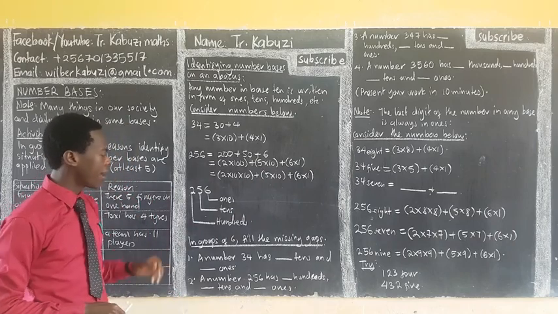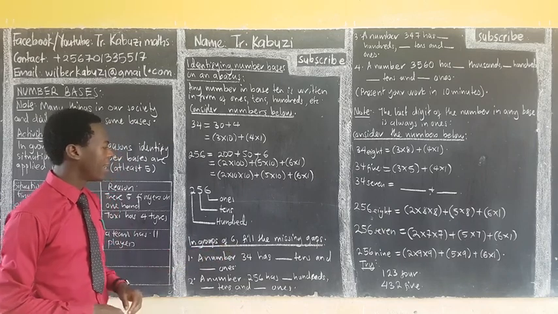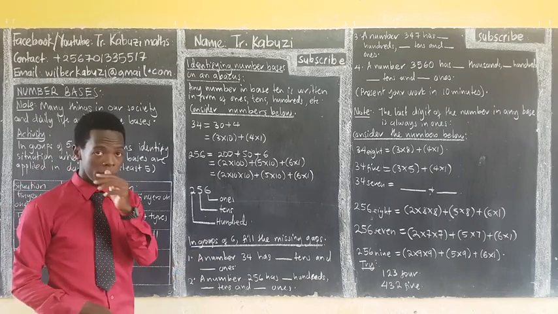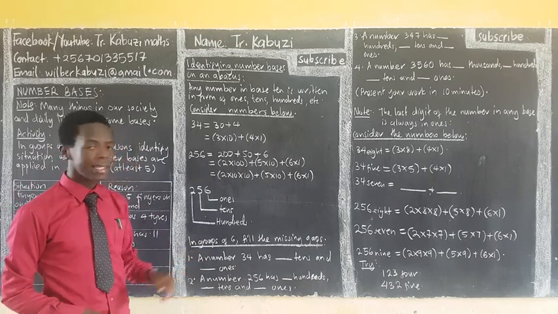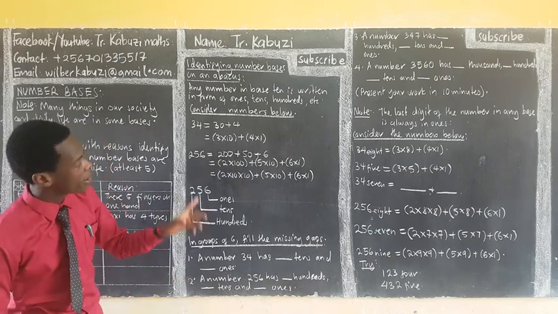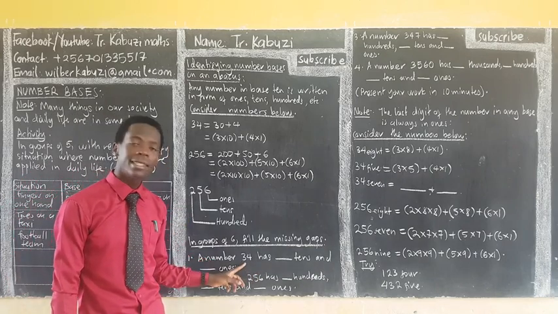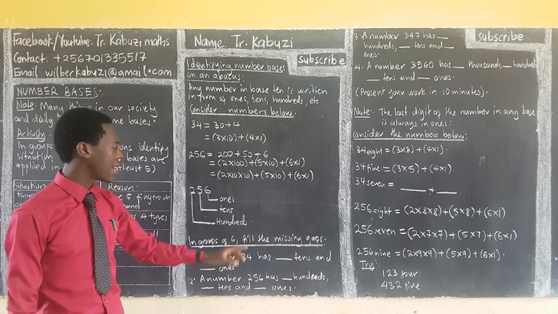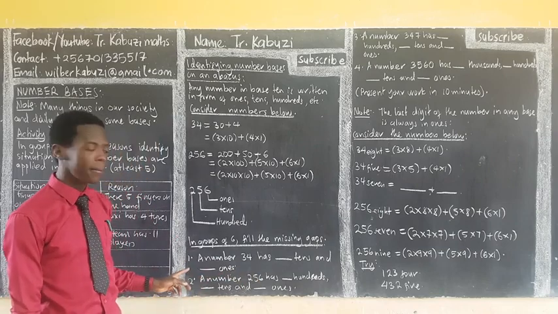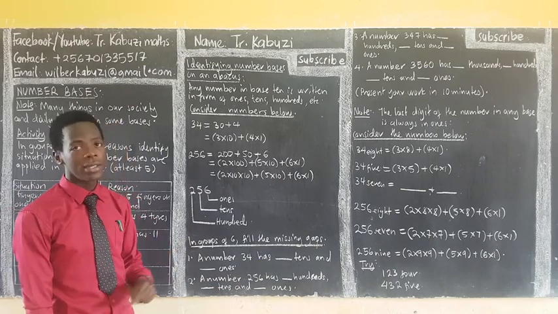Okay. Now the first one is, in your groups of 6, fill the missing gaps. Now you are going to group yourselves in groups of 6. I'm giving you 10 minutes because there are 4 questions. A number 334 has how many tens, based on these ideas? And dash ones. So you're just going to indicate there, and then indicate there. So you pause the video, then after that you check the answers.